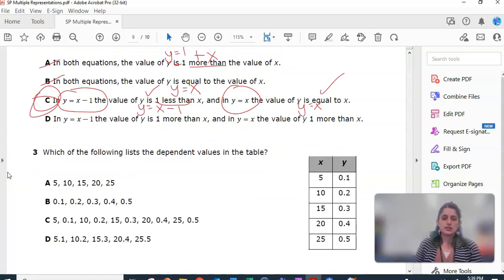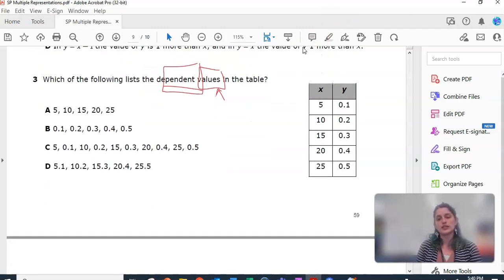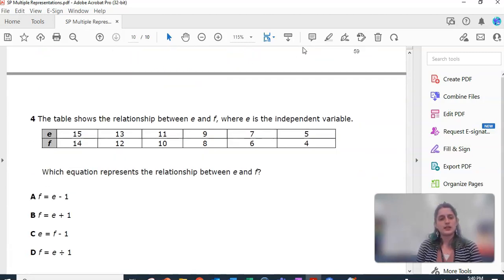Which of these lists the dependent values, meaning numbers? Obviously, all the answer choices are numbers, but a lot of you are mistaking values and variables today on your exit ticket. So remember that values means numbers, variables oftentimes means words, or just the x or y variable. Dependent, tell me the list that is the dependent numbers, and only the dependent numbers.